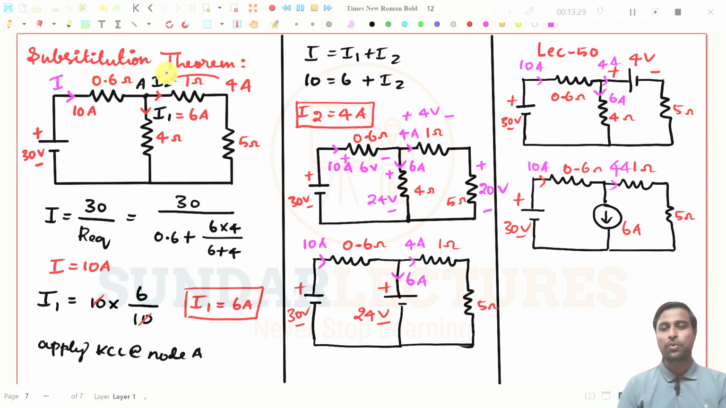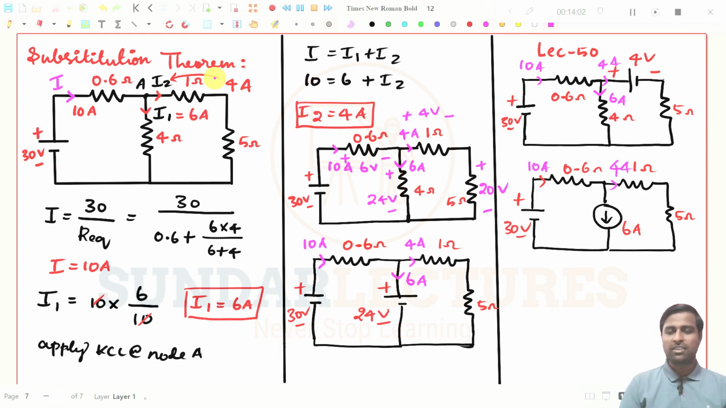Actually, we are substituting the resistors with the source. Maybe it may be a current source, or it may be a voltage source. Now you see, this circuit can be redrawn in different manners. So that is the substitution theorem. See, we are not finding any current through a particular resistance with a different procedure. We are not doing this one.